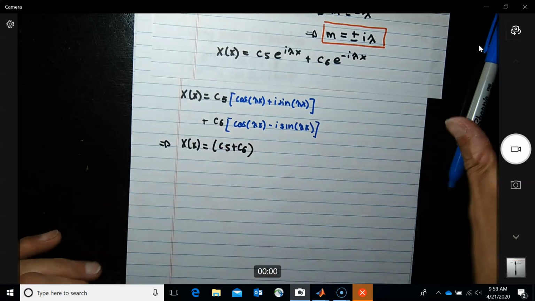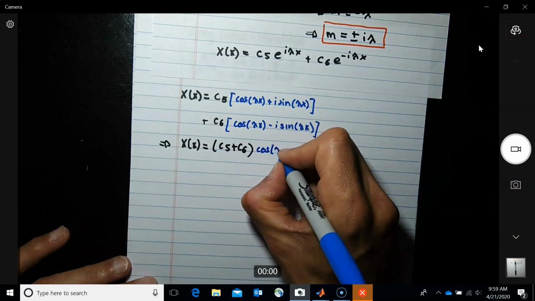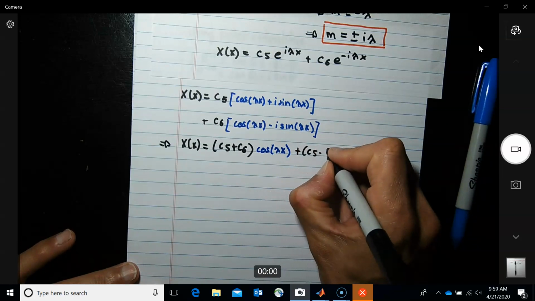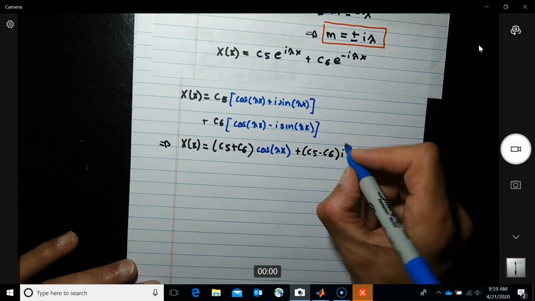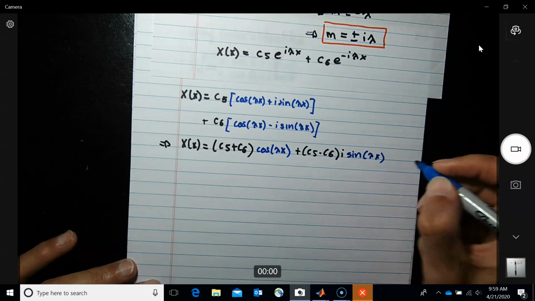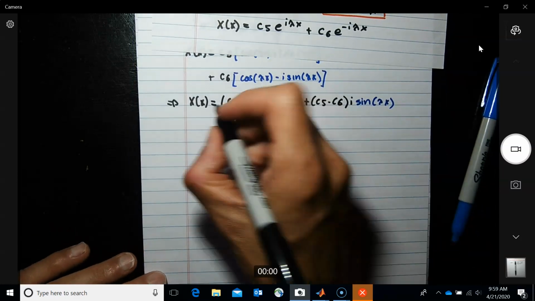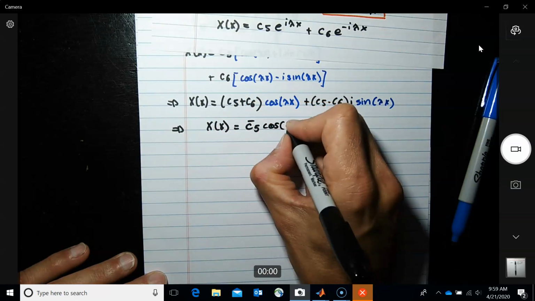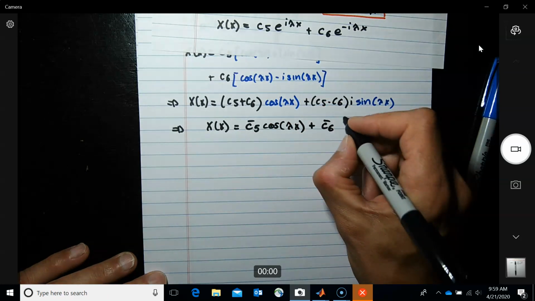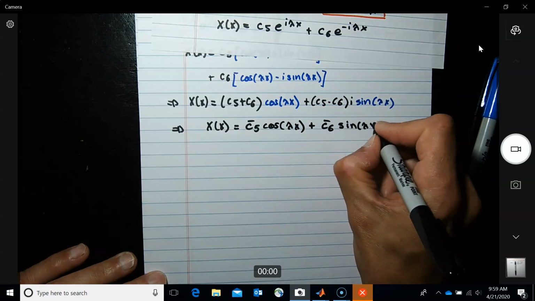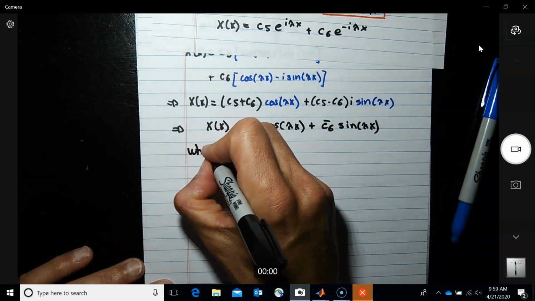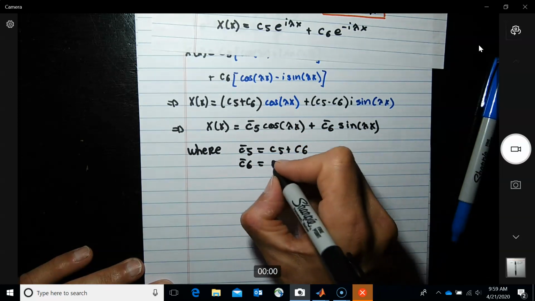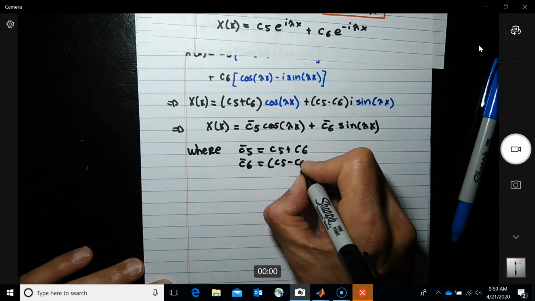C5 plus C6 cosine lambda x plus C5 minus C6 i sine lambda x, or you could just rewrite this as X of x equal to C5 bar cos of lambda x plus C6 bar sine of lambda x, where C5 bar is equal to C5 plus C6, and C6 bar is equal to C5 minus C6 times i.